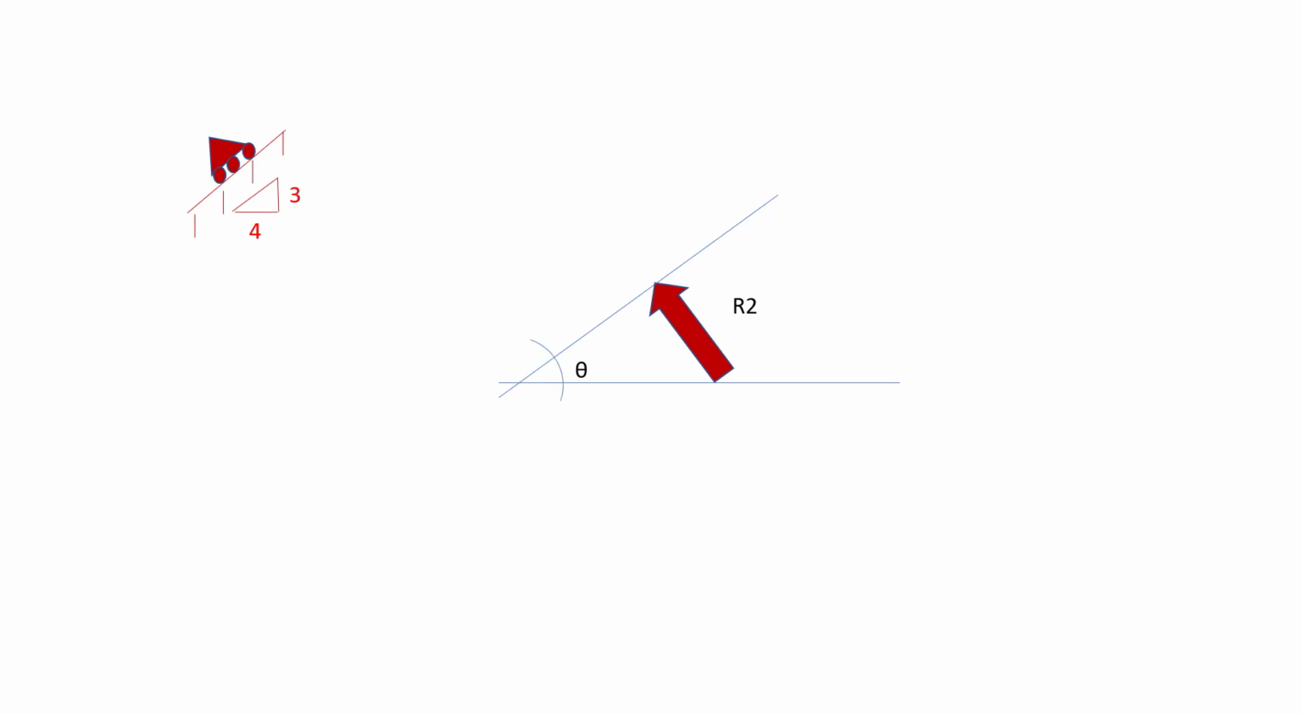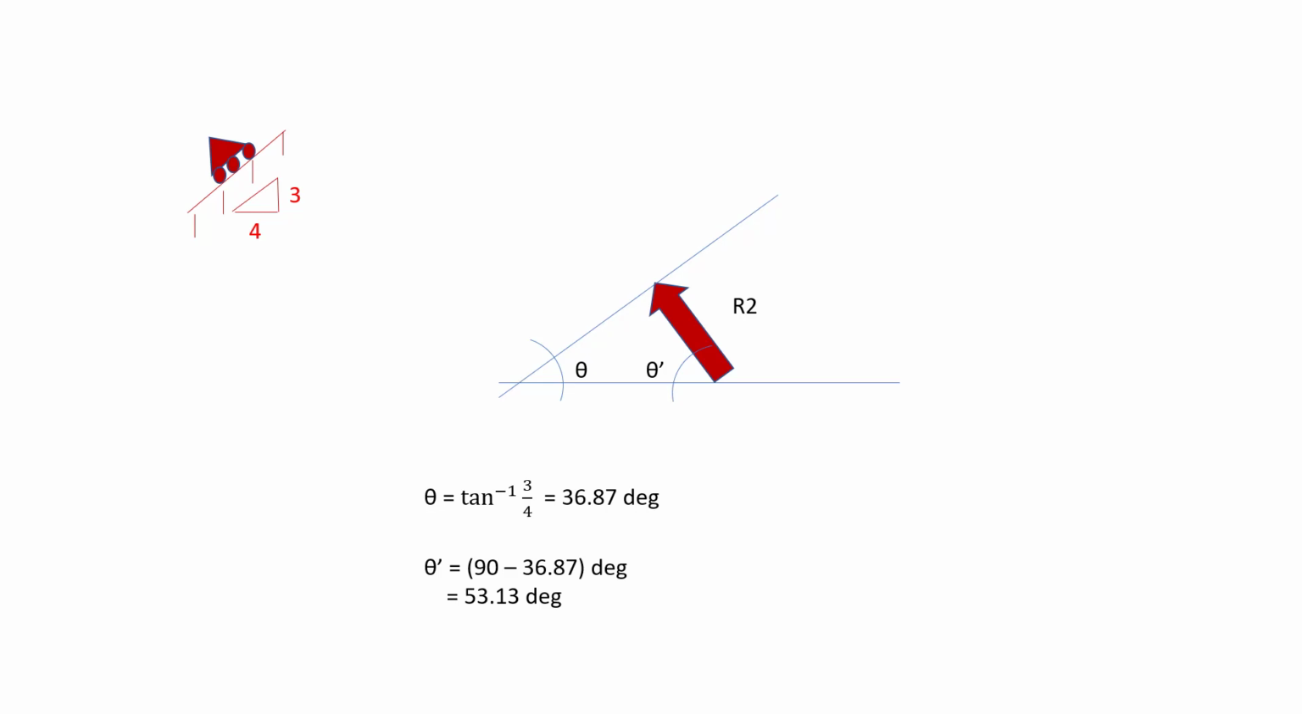Now, this theta can be calculated using the slope of the plane that is given, which is 3 vertical to 4 horizontal. So theta would be calculated as tan inverse of 3 by 4, which would be 36.87 degrees. Now, by the rules of the right angle triangle, we can calculate also the value of theta dash.